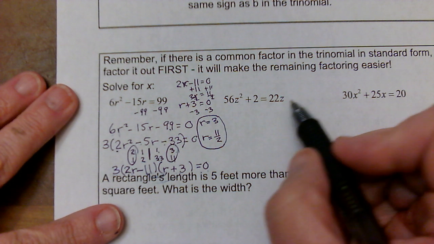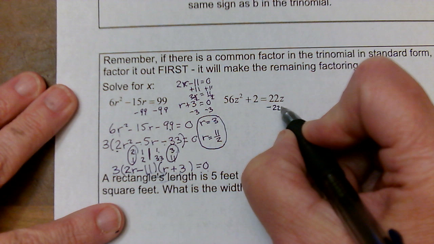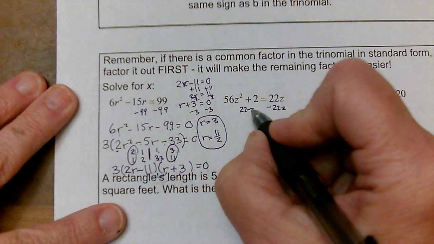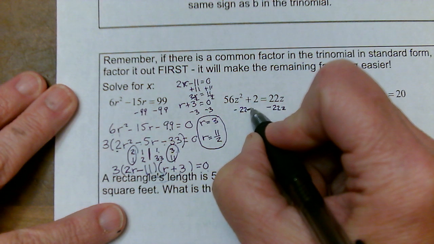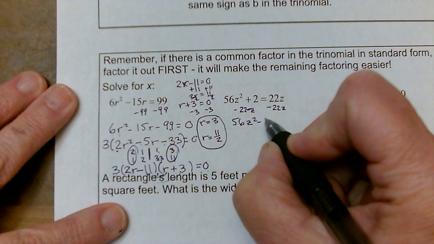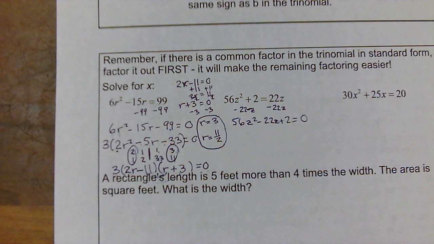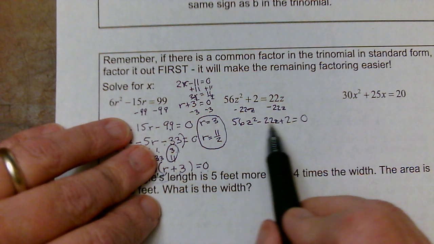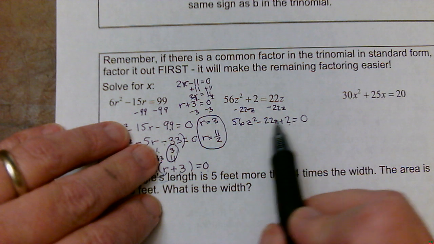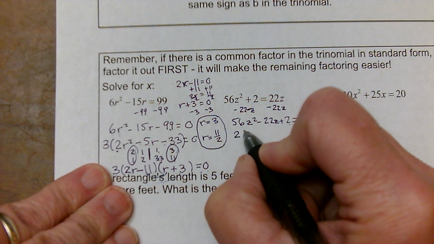In this example, again, we need to get it in standard form. So I need to subtract the 22z from both sides to get 0 on one side. Negative 22z. So that gives us 56z squared minus 22z plus 2 equals 0. Looking at these terms, so this is a 2, so the biggest number that can go into that is 2, and since these are both even, that means we can factor out a 2.